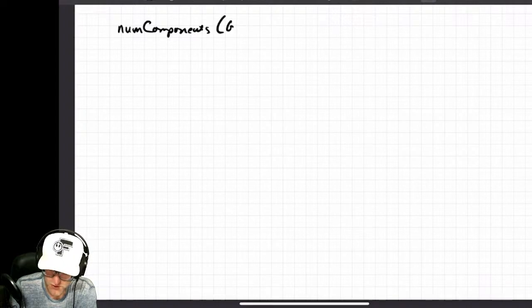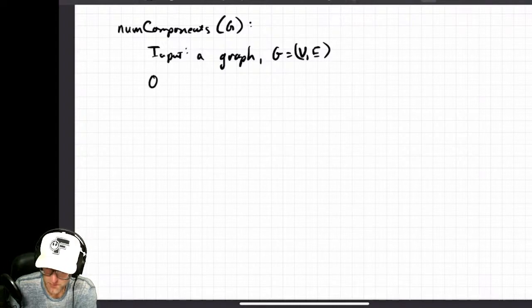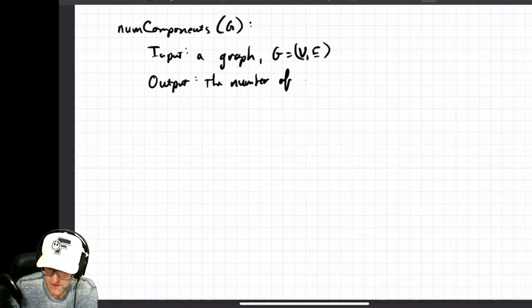of a graph G. My input is going to be a graph, not necessarily connected, because of course we're trying to determine if it's connected or not. G equals V comma E. Right. And our output will be not the DFS, but a number. The number of connected components of G. Okay?